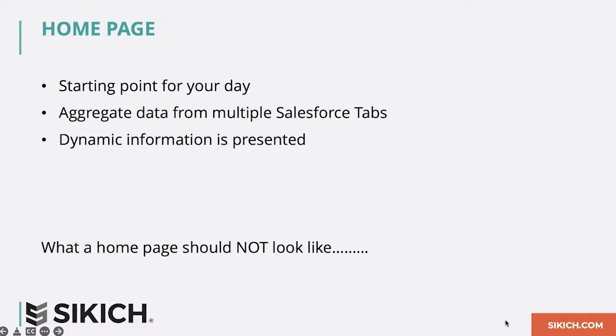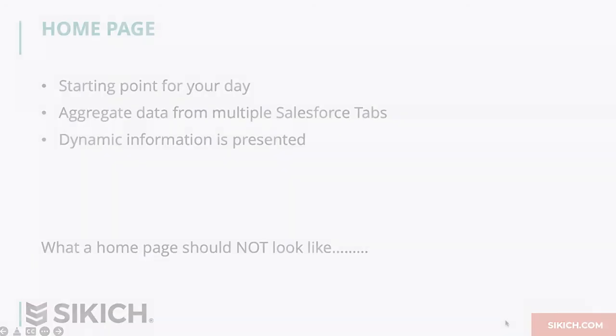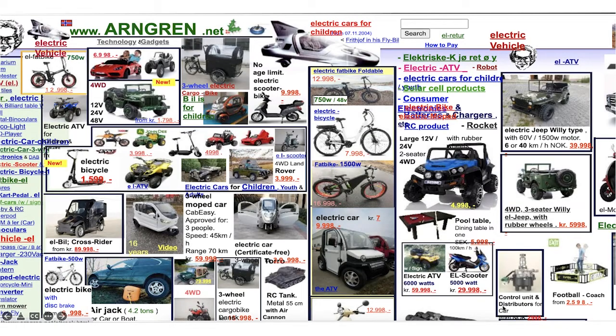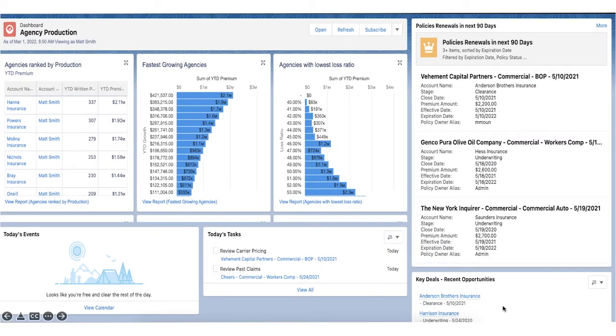So when we talk about what a home page, home tab should look like, I thought I would show you what it shouldn't look like. Now this is a joke, but in reality I have seen some home tabs that are just cluttered with information, just way too much. You don't even know where to start. So what I thought we would do is take a look at a home page as it relates to an insurance organization.